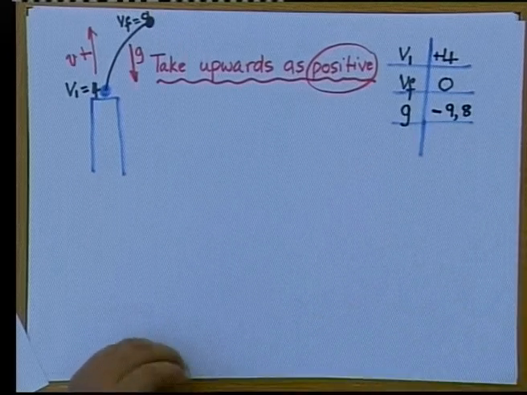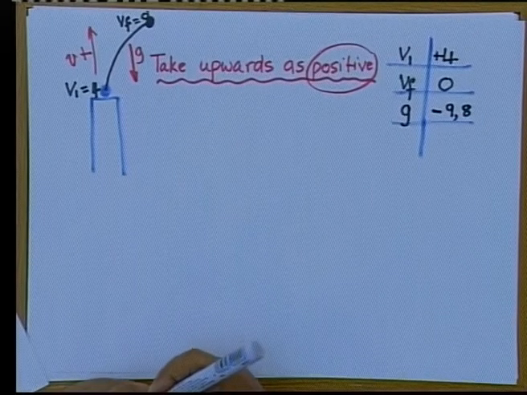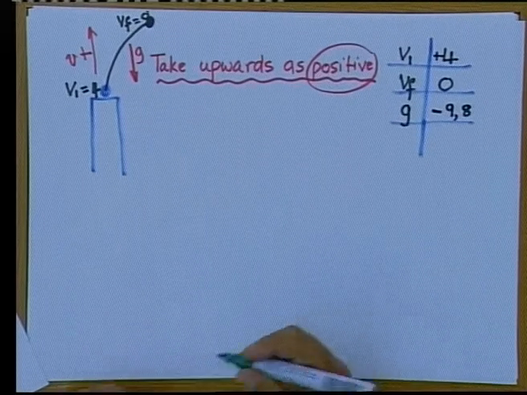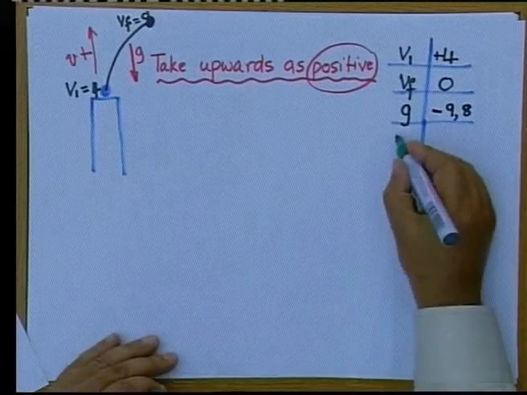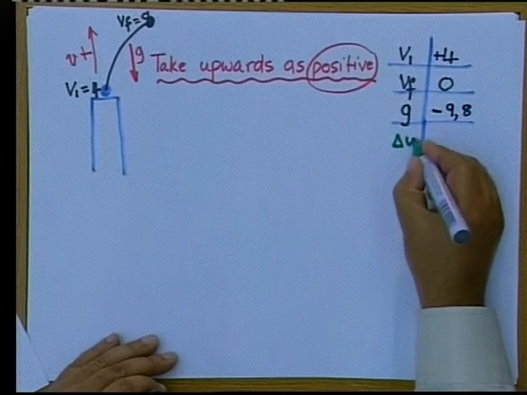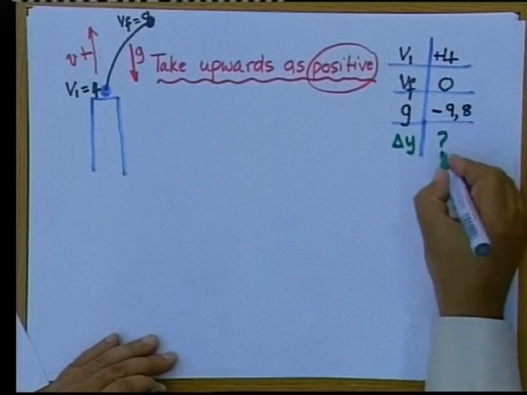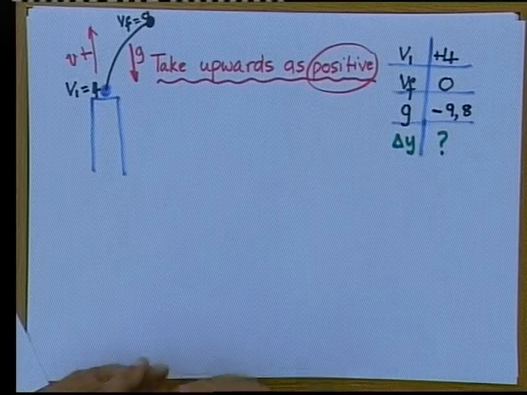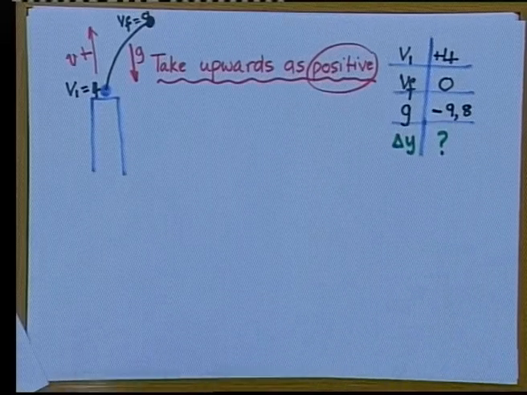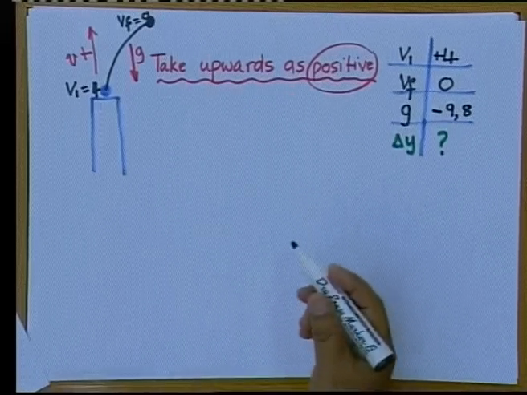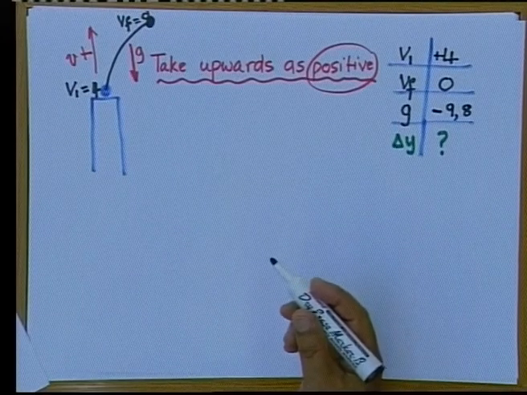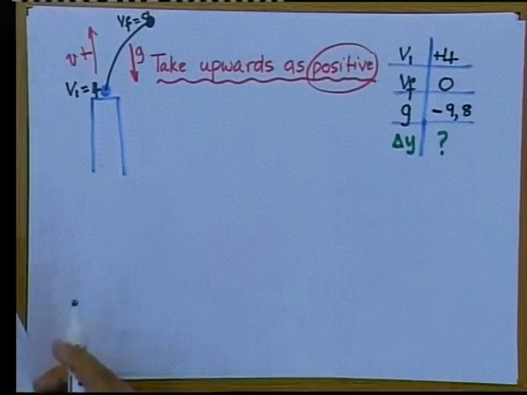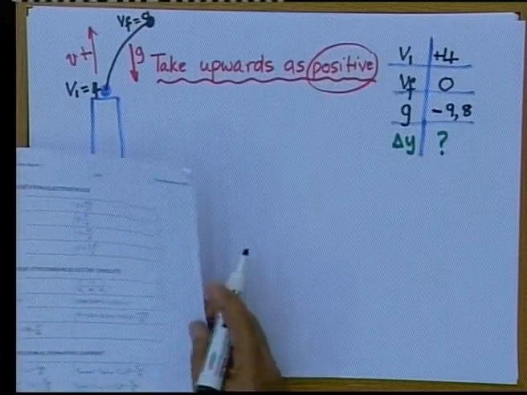Oh yes, I write it in green. The question was, what is the maximum height? Maximum height displacement, so that is delta y, and that is the variable that I'm supposed to find. So how do I go about it? I now go to my data sheet and I find an appropriate equation that contains these four.